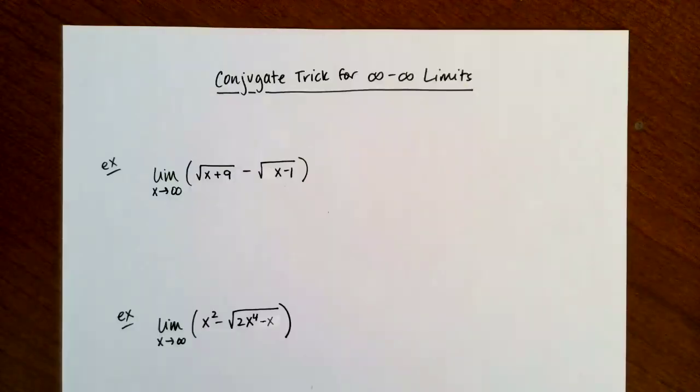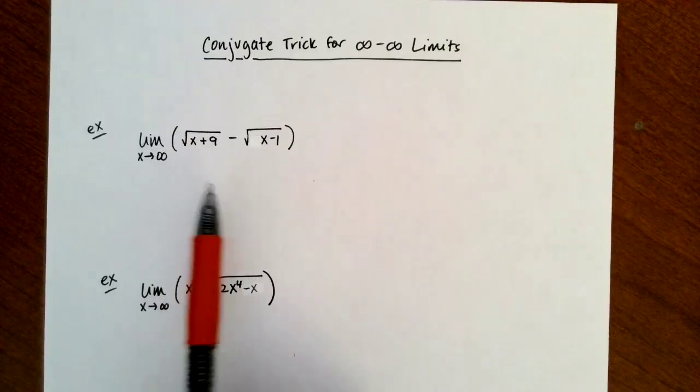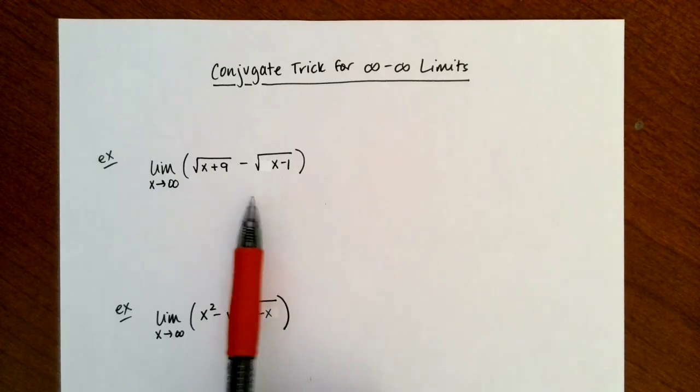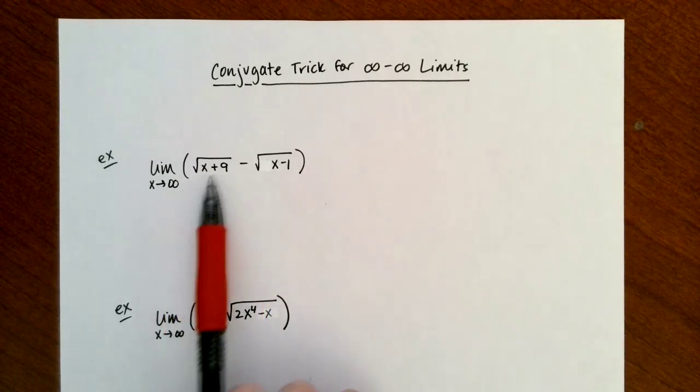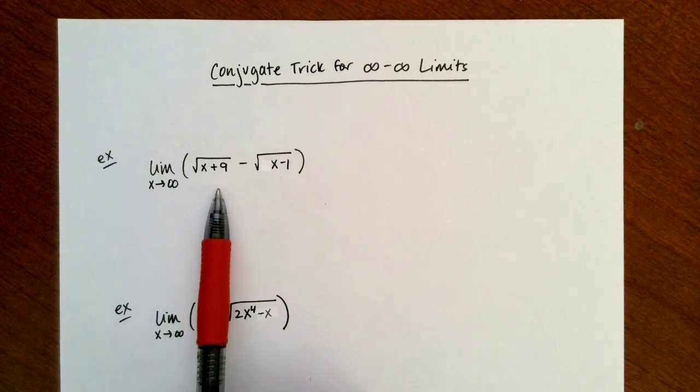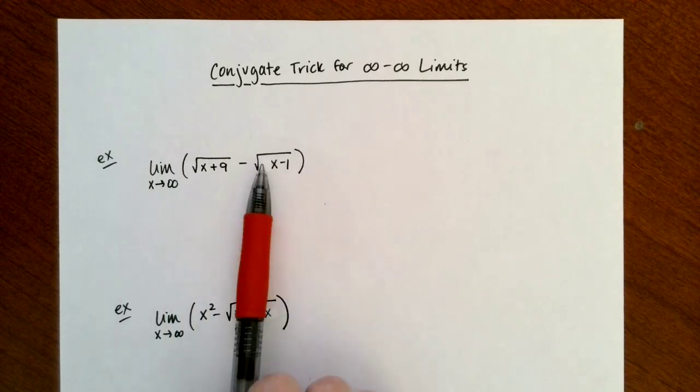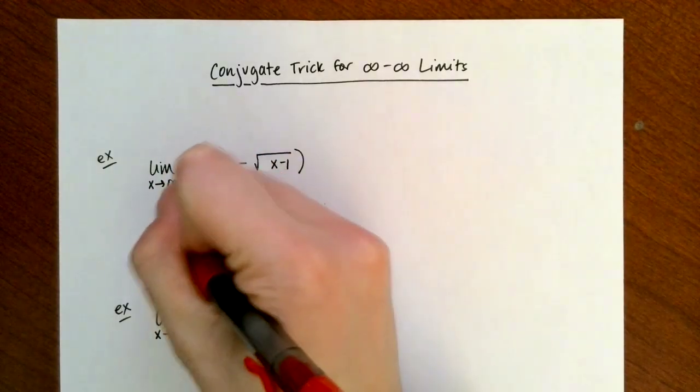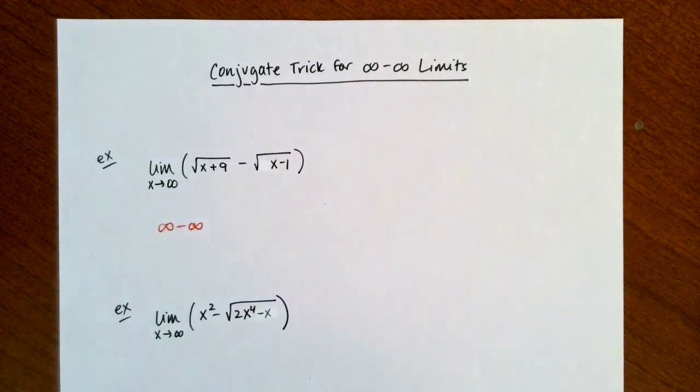Let's talk about the conjugate trick for infinity minus infinity limits. You can see on the page here my first example. As x approaches infinity, this square root function will get bigger and bigger. Same thing with this square root function. So this is of the form infinity minus infinity.